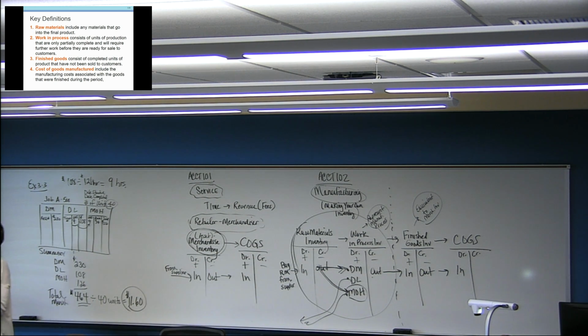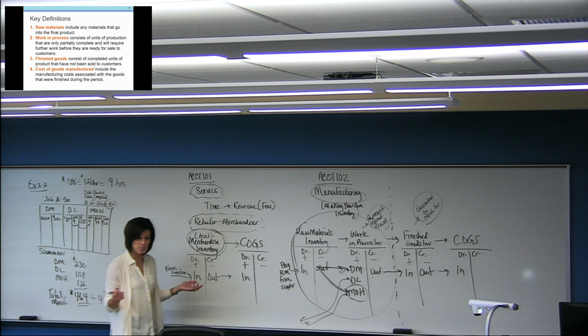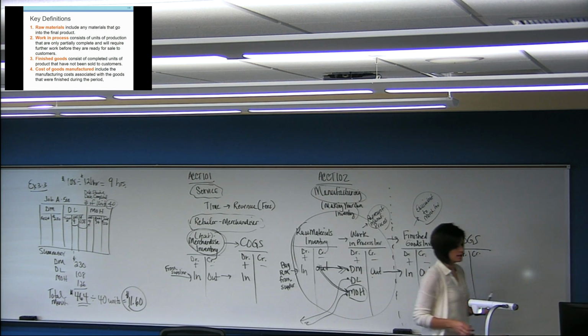So raw materials include any materials that go into the final product. They can be direct or indirect. I'm not crazy about that definition because it says into the final product, but we'll separate them because indirect goes into manufacturing overhead. But anyway, work in process consists of units of production that are only partially completed and will require further work before they are ready to sell. Okay, that's the production phase. Finished goods consist of completed units that have not been sold to customers, and then cost of goods manufactured, the costs associated with making your own products. So we're going to look at that today.